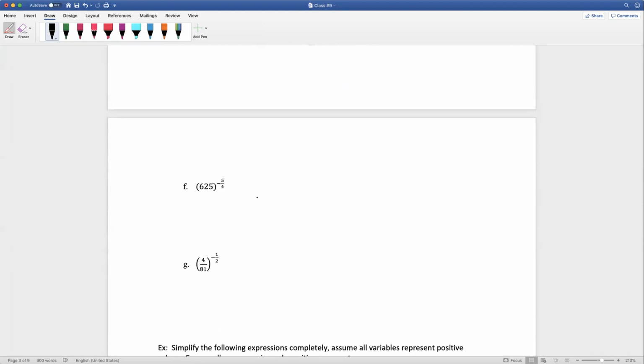Okay, let's take a look at 2 more examples. Let's take a look at F, and then we'll take a look at G. Negative exponent. Remember, now we're going to deal with the fact that we have a negative exponent. And anytime you have a negative exponent, I want you to do what? Cross the line. Change the exponent sign. So this is the same thing as saying 1 over 625 to the 5/4 power. Well, what does that mean? That's the same thing as saying 1 over the 4th root of 625 to the 5th power.